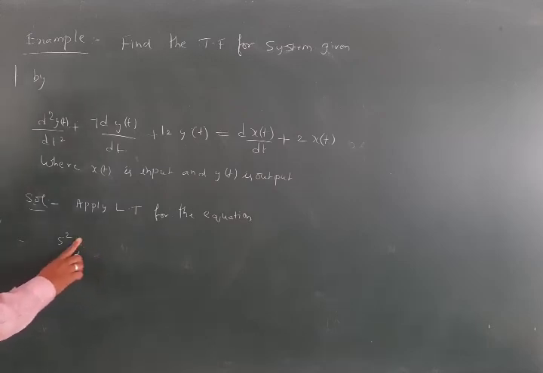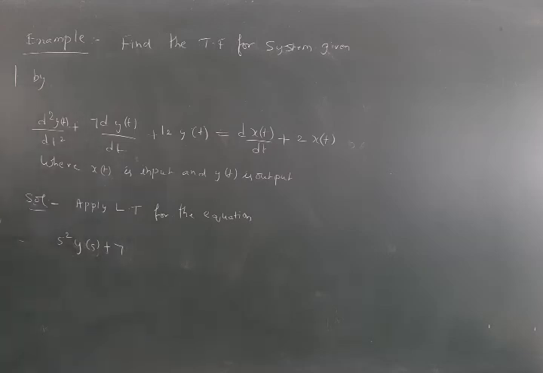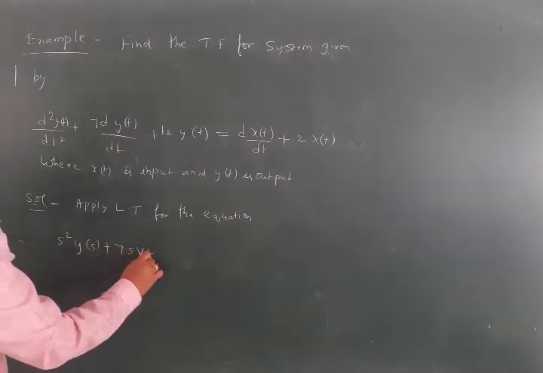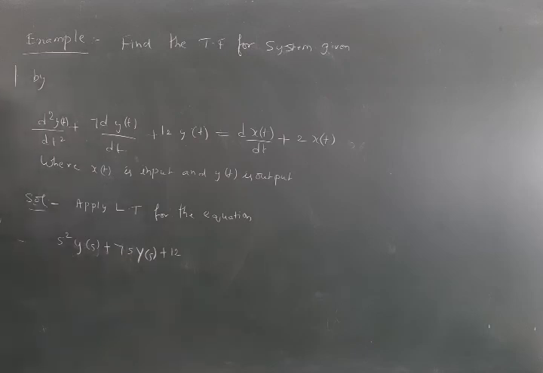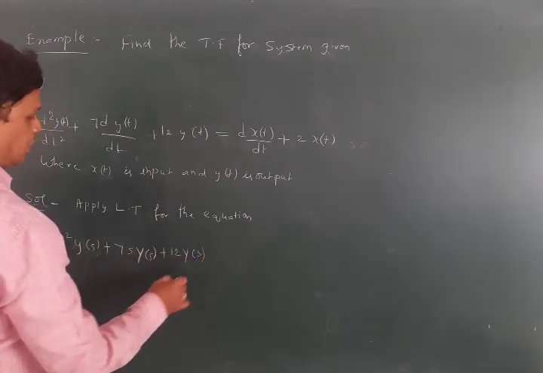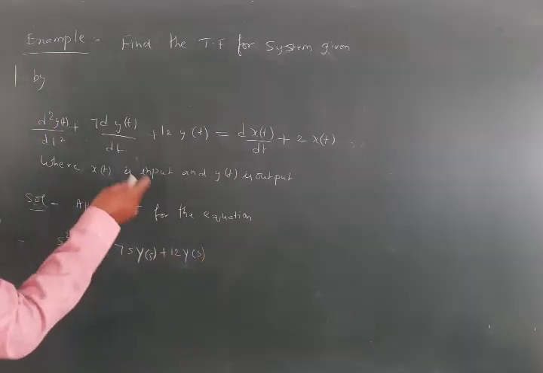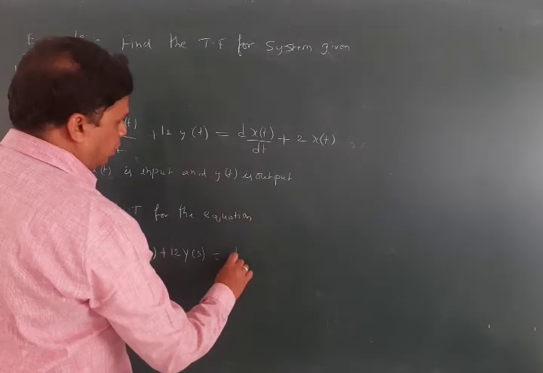So the equation becomes s square into y of s plus 7 into, what is the Laplace transform of dy of t by dt, it is s into y of s, plus 12 y of s. What is the Laplace transform of y of t? It is only y of s. We have already done how to convert the time domain to the s domain. So this is the LHS.